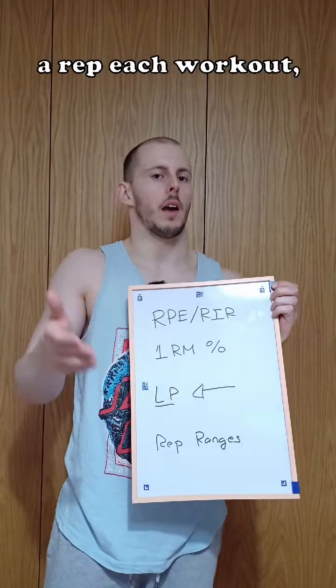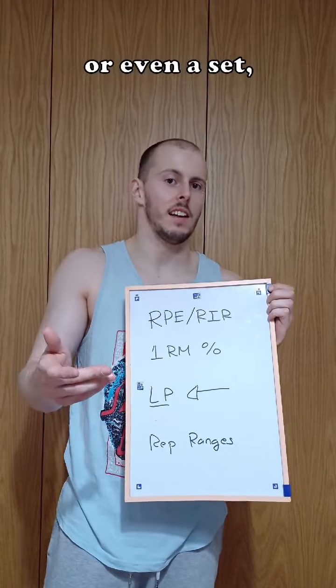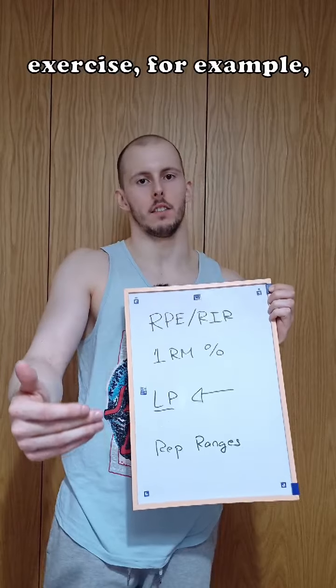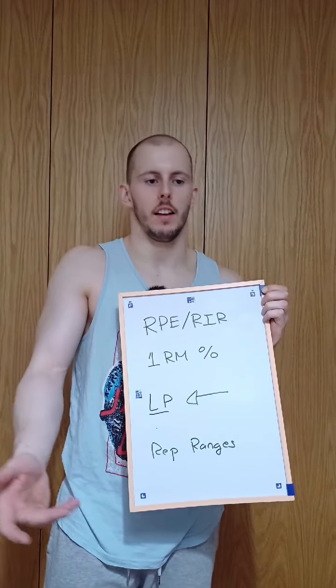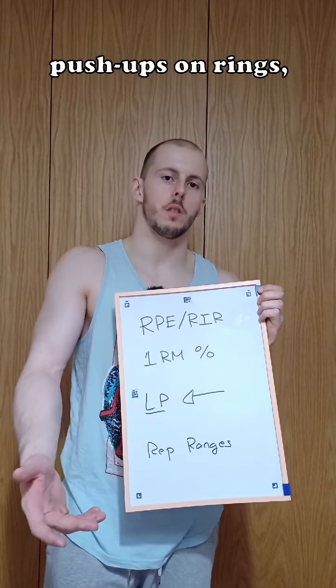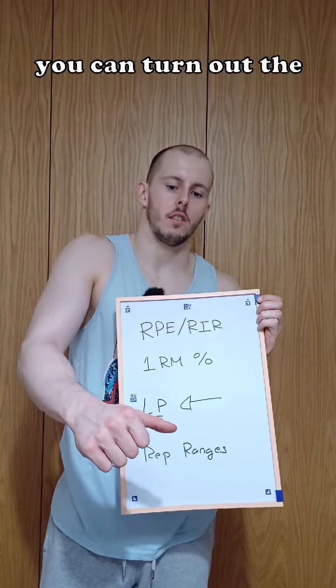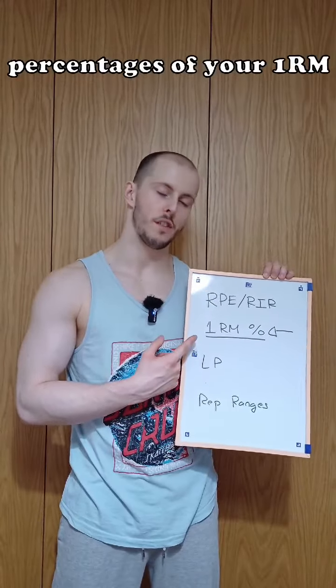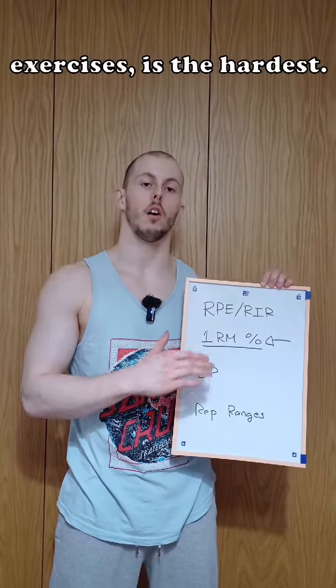If you're using some sort of linear progression or step loading, this one is quite easy too. You just keep adding a rep each workout or even a set, and eventually you'll just reduce them again and add to the complexity of the exercise. For example, a harder progression. Instead of using, for example, normal push-ups on rings, you can turn out the ring angle a bit further, like 10 degrees outwards.